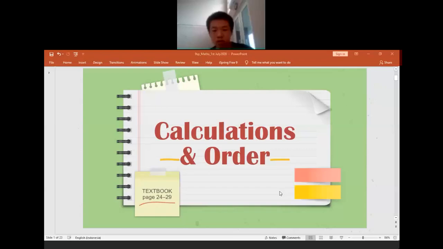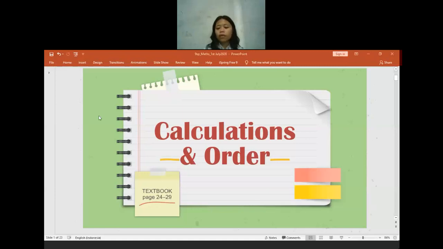Okay, last week we already studied ordering numbers. We order from the smallest to the highest, or from the highest to the smallest, and we also made the number line from the inequality given. Is there anything still difficult for you from last Wednesday's class? Is there anyone still confused? No? Okay.